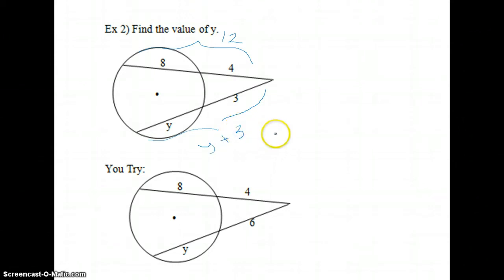So remember, I'm going to take outside times the whole thing. So 4 times 12 will be equal to the outside, which is 3, times y plus 3. So you can see that in my equation to the right.